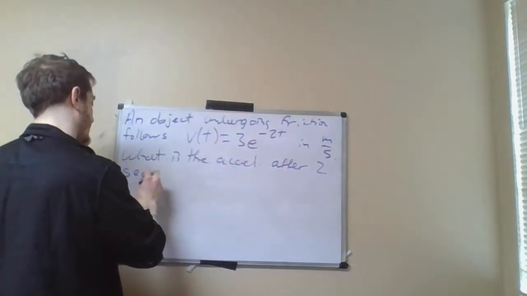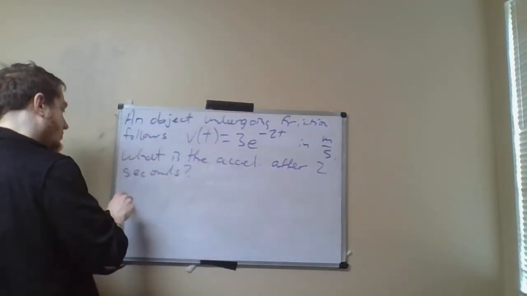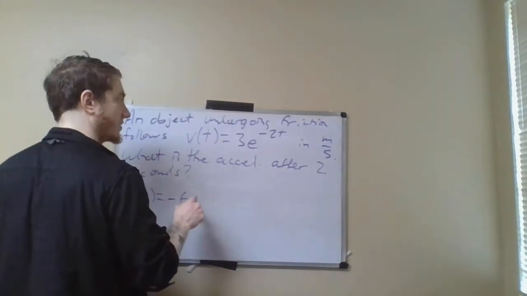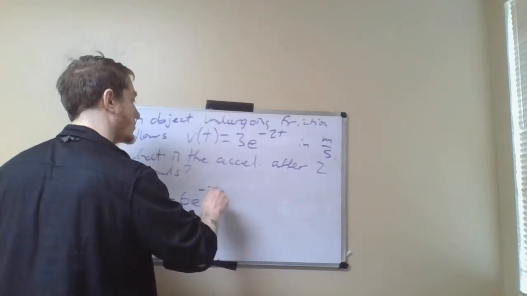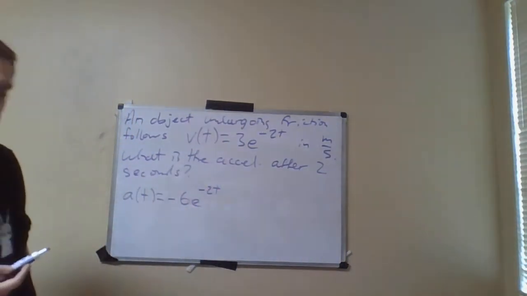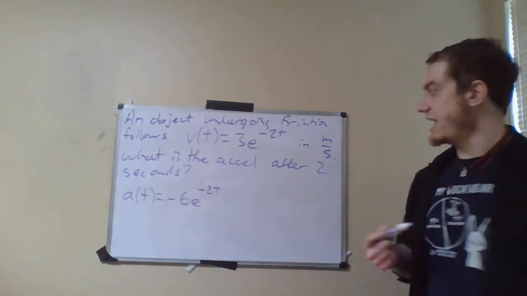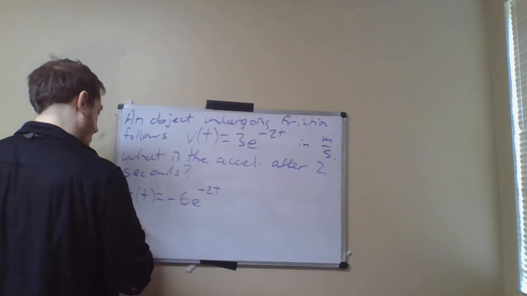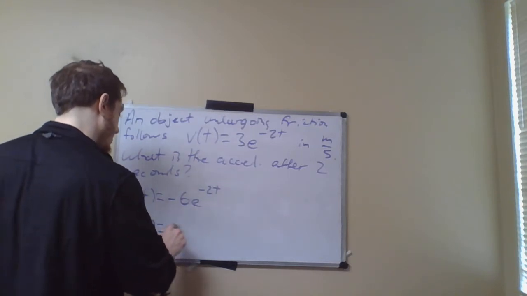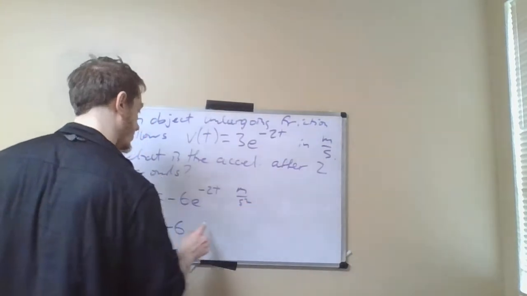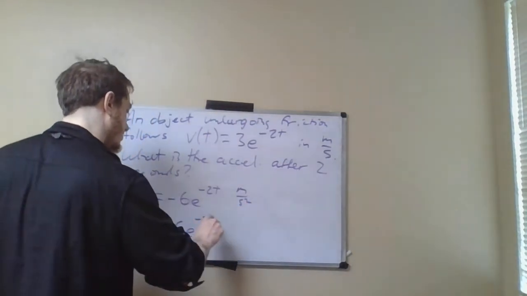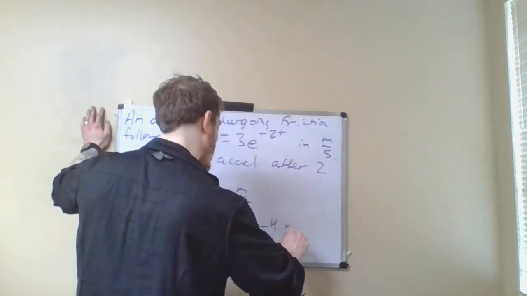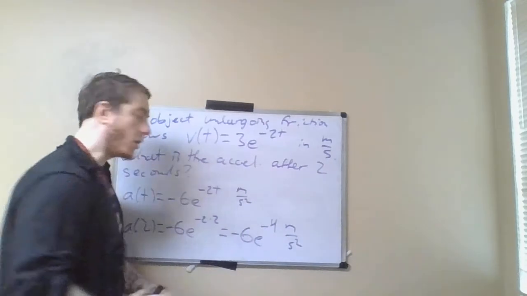after 2 seconds. Well, the answer is a of t here is going to be given by negative 6 e to the minus 2t. Just take this derivative, relatively straightforward to do that, and then we can just plug in t equals 2. So a of 2 is negative 6, and this is in meters per second squared, negative 6 e to the minus 2 times 2. So this is going to be negative 6 e to the minus 4 meters per second squared. Whatever that comes out to be.